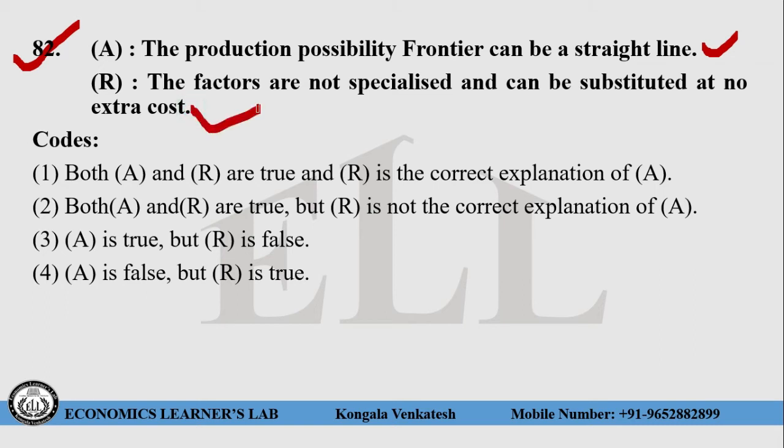When the factors are not specialized and can be substituted without any extra cost, then you will see the production possibility frontier will be like this. This is like a straight line. Usually the production possibility frontier looks like a concave shape. Okay, so here the right answer for this question is choice number 1. That is both A and R are true, and R is a correct explanation of A.